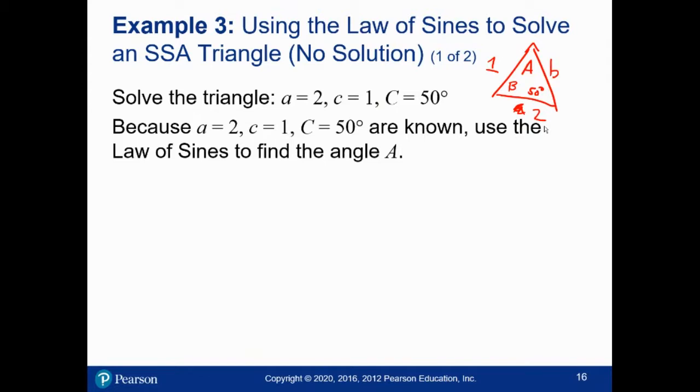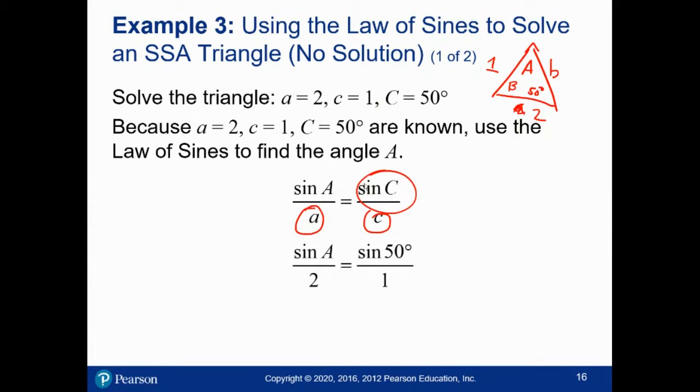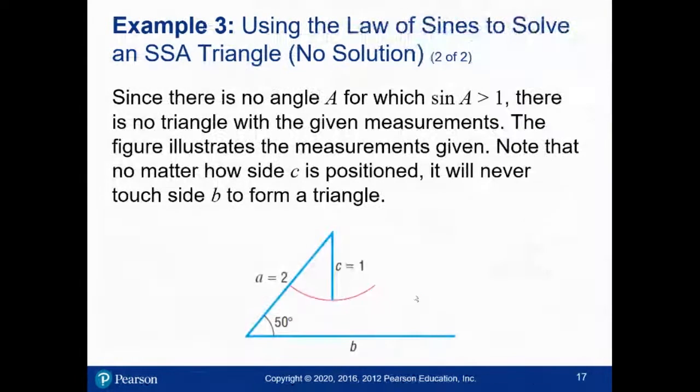So let's use the law of sines version that has a and c in it, because then these two are known and this angle was known. So there's only one unknown here. Okay, so the sine of A must be 2 times the sine of 50 over 1. Now, the sine of 50 degrees is about 0.75 something, which means that 2 times it is bigger than 1. How can the sine of A be bigger than 1? It can't. You cannot have the sine of A being bigger than 1, which tells you this is simply impossible. There is no solution here.